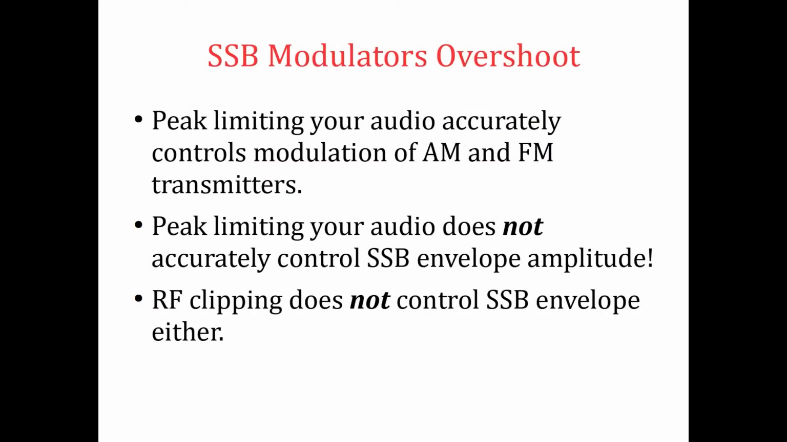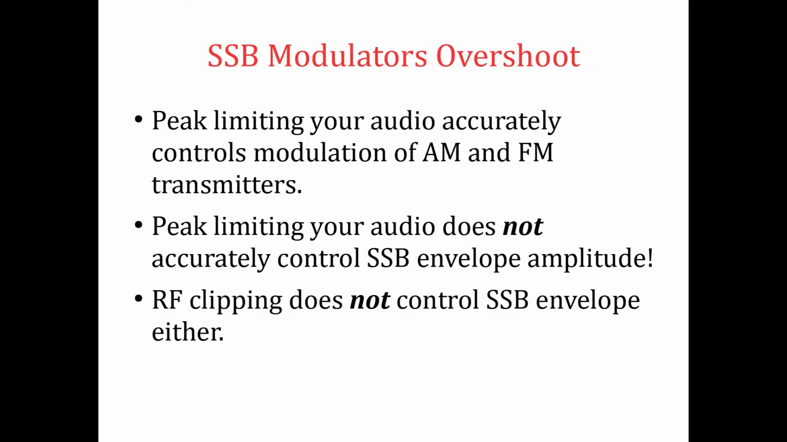You might think that if you accurately limited the audio level going into a sideband transmitter, the output envelope amplitude would also be accurately limited. Well, it's not. And you might think that RF clipping would accurately control the output envelope amplitude of a sideband transmitter. Well, it doesn't. AM and FM transmitter modulation can be accurately controlled by peak limiting the input audio. This is definitely not the case for single sideband.